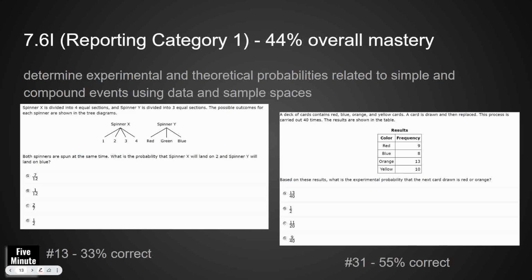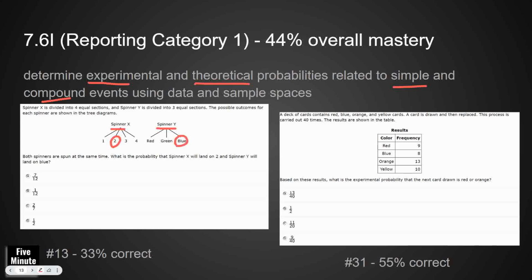Next, we're looking at 7.6i. This is in reporting category 1. We're dealing with experimental and theoretical probabilities here to both simple and compound events. So number 13, as you can see, we struggled with a little bit more. It is a compound event because we've got spinner X that we need to land on 2. We have spinner Y that we need to land on blue.